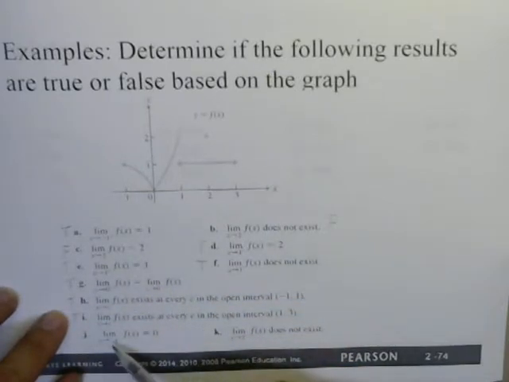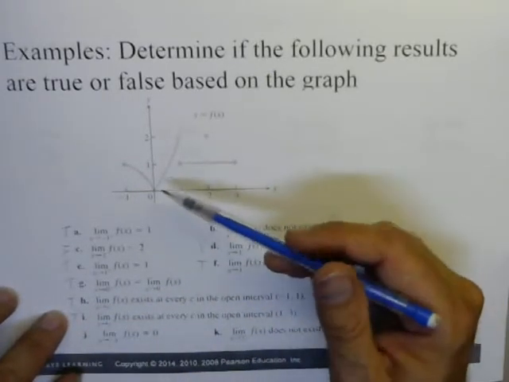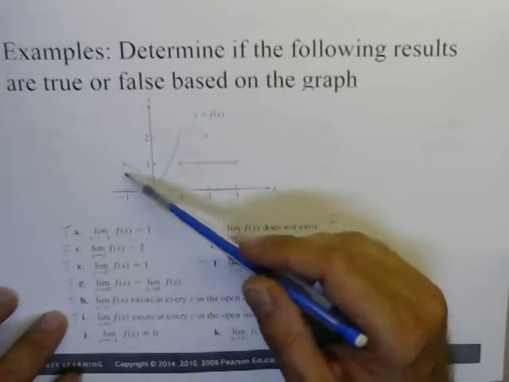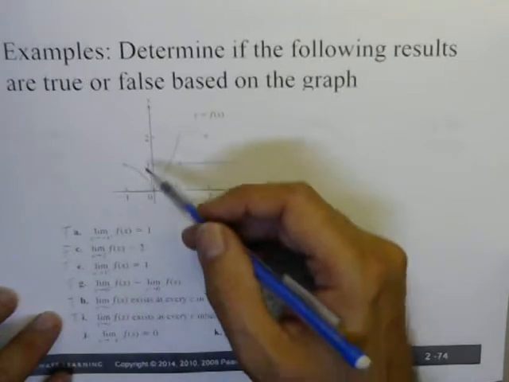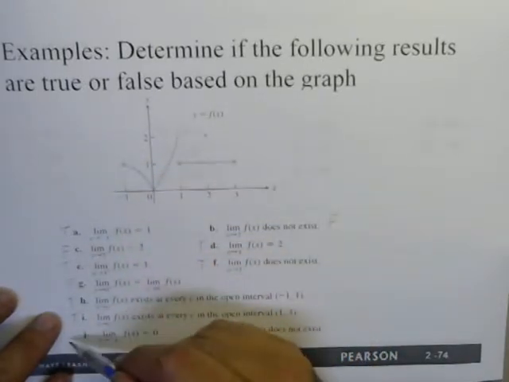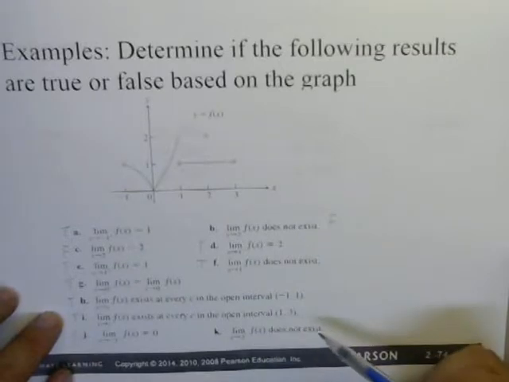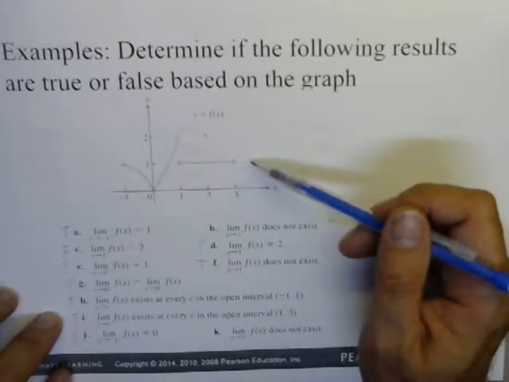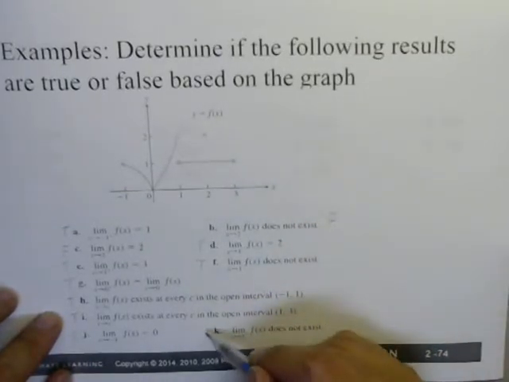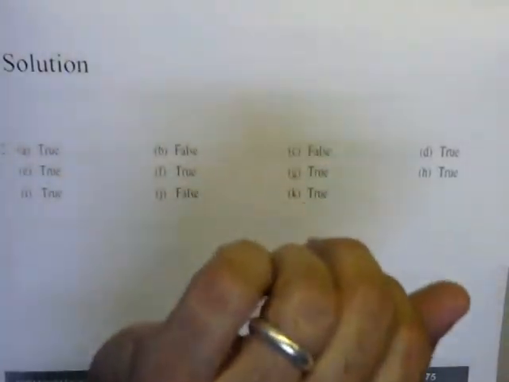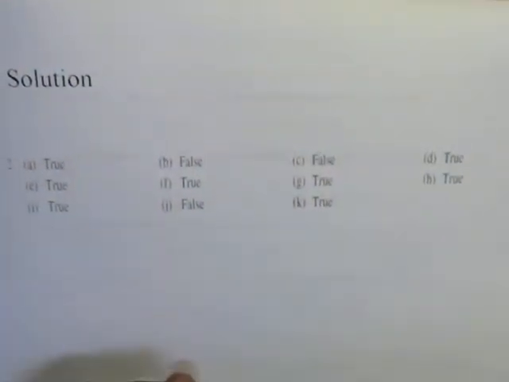The limit as x approaches -1 from the left, what's that? Well, you can't approach -1 from the left because the function isn't even defined there. And the limit as x approaches 3 from the right does not exist. And that's true because the function isn't defined there either. So here are the answers to all these again. Hopefully that'll match what I just had on there. But again, you can pause the video and look at this if you want.